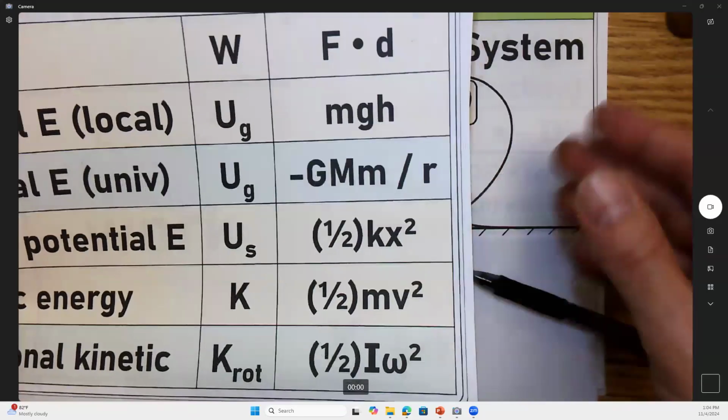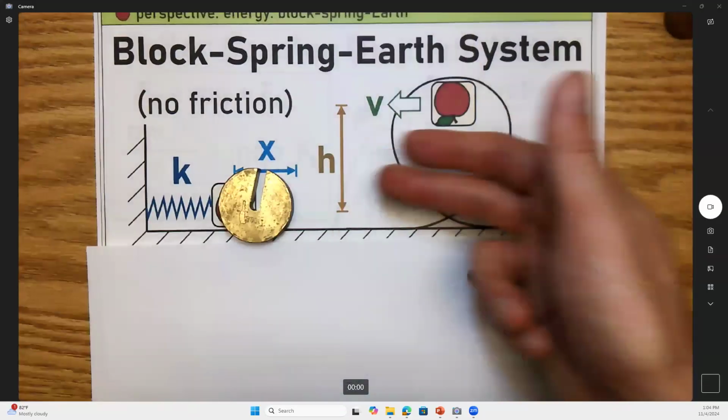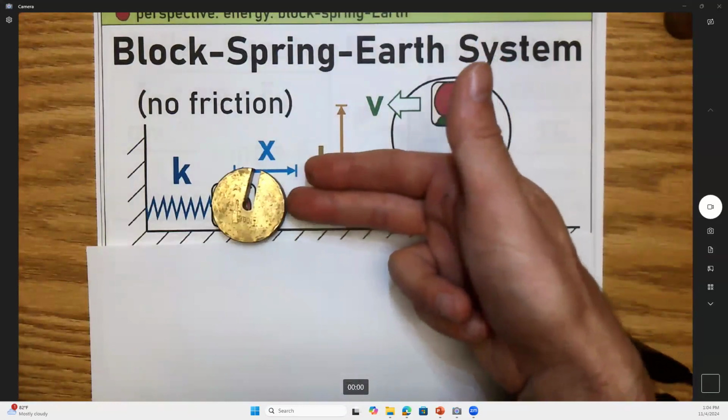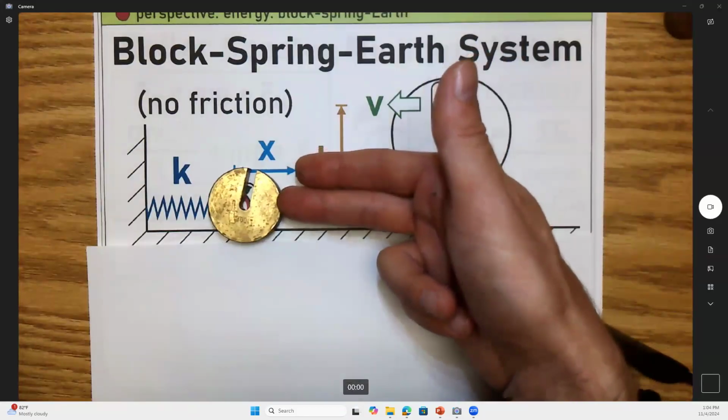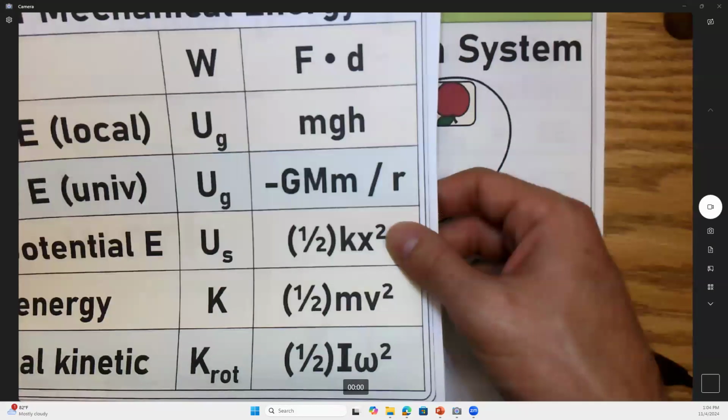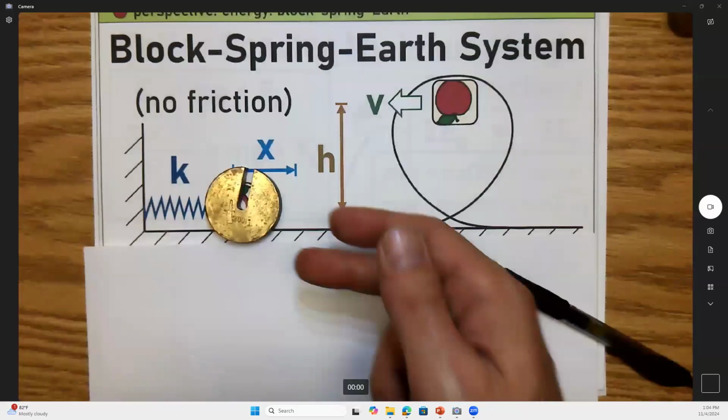So good thing I ate breakfast this morning. I got some food calories, which is just a different way to quantify energy. And now my muscles are transferring energy to compress the spring. I'm trying to hold it there. All right, there's 1/2 kx squared of energy. You guys got that? All right, now I'm gonna let it go.